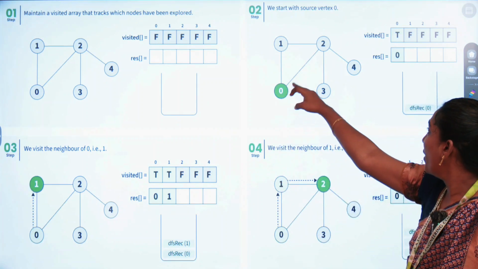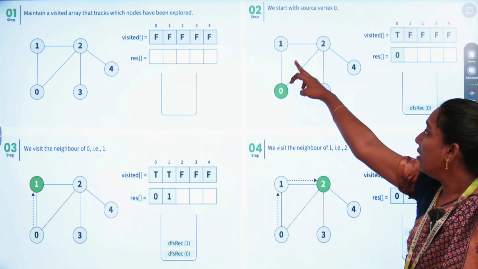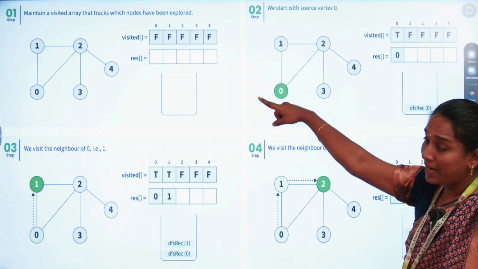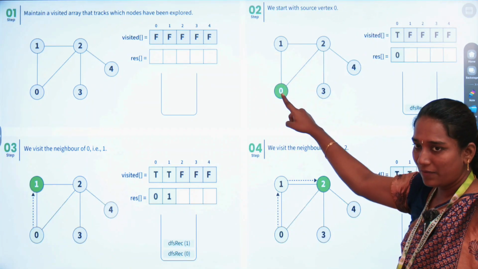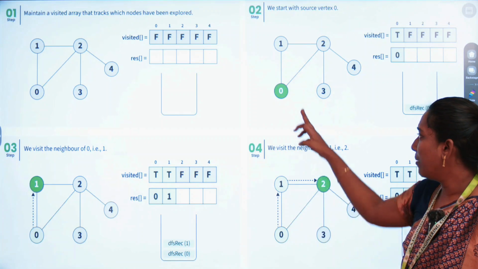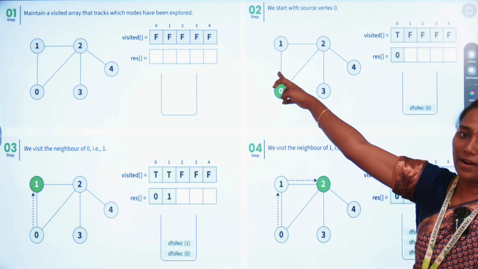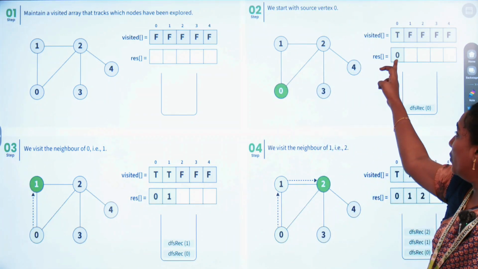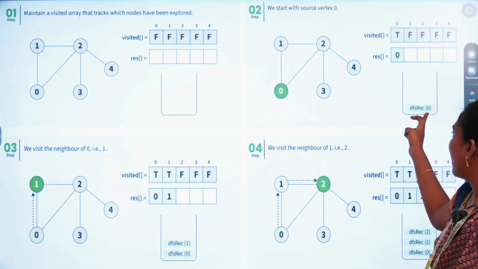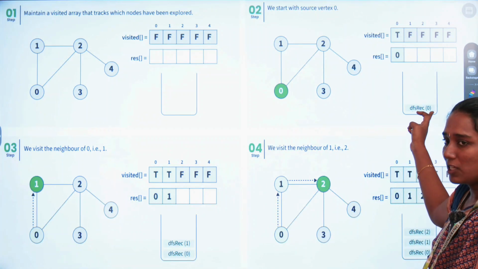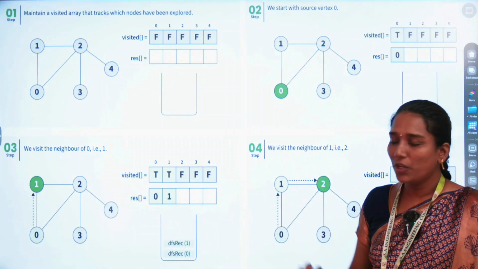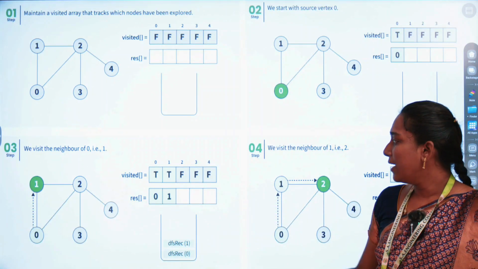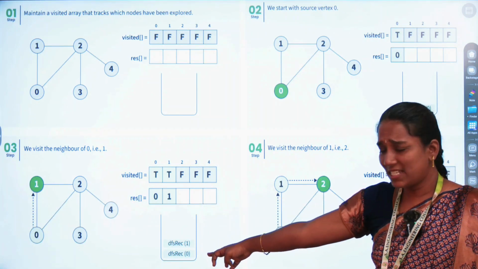Here, what nodes does 0 explore? 1. If it is BFS, it explores 1, 2 like that. But since it is DFS, it explores only one node at a time. So 0 explores 1. First, 0 is visited and pushed inside the stack. Next, 0 explores the node 1, so 1 is also pushed into the stack.